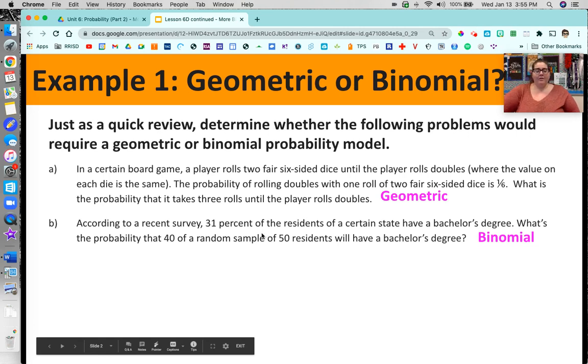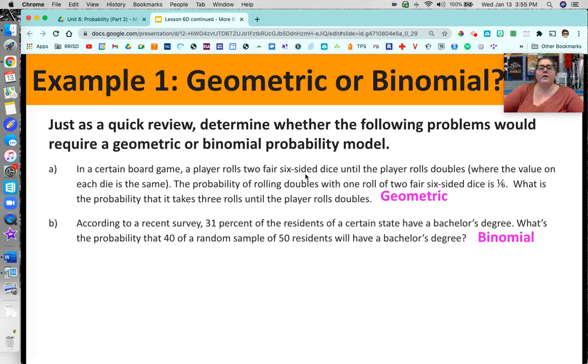A good way to tell right off the bat is looking for: do we have a set number of trials or not? That's a really good way to tell if it's going to be one or the other.